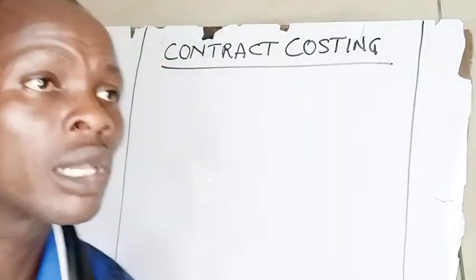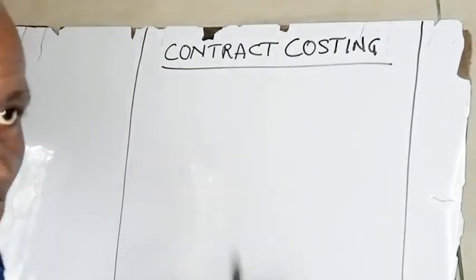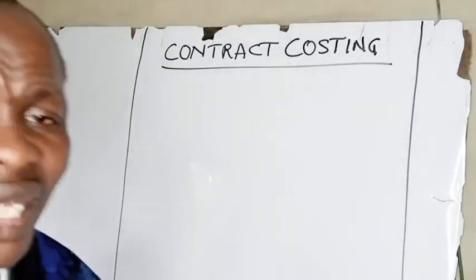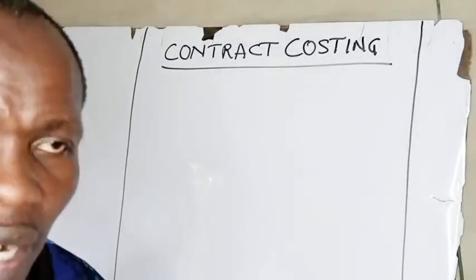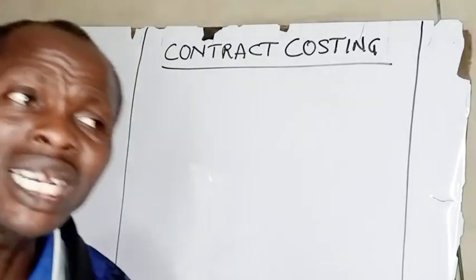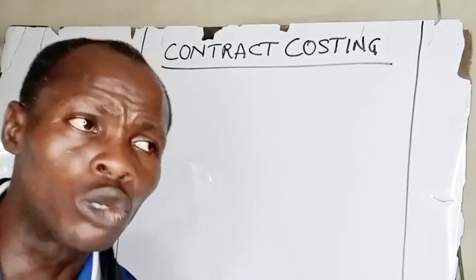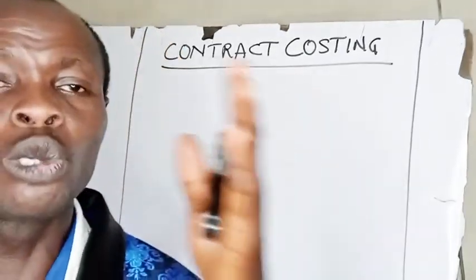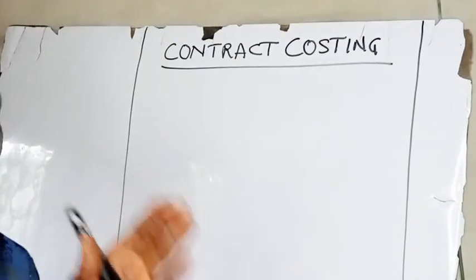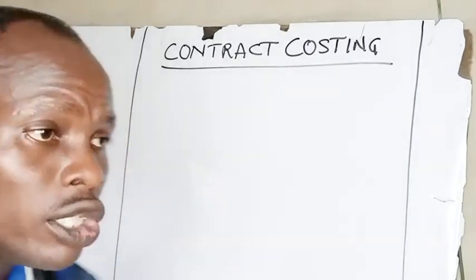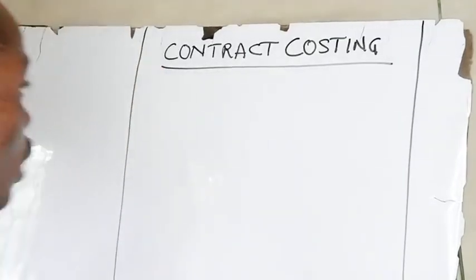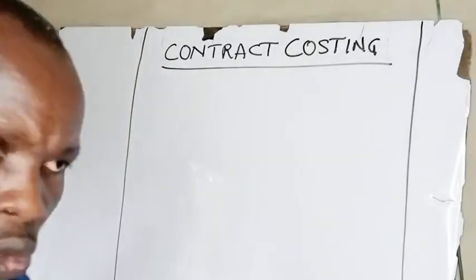Contract costing is the form of specific order costing which is used where a job is undertaken to customers' special requirements and in which each order is of long duration. I want you to know that contract costing is similar to job costing, except that job costing is of short duration, while contract costing is of long duration.